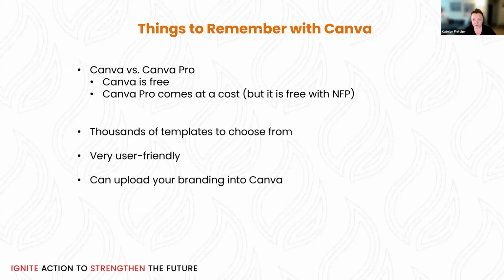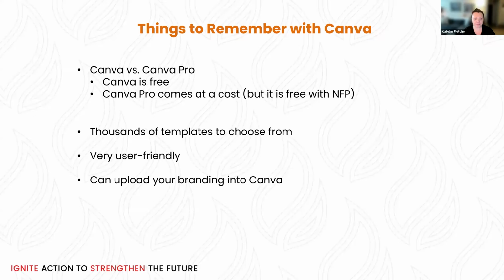But I also really quickly just want to point out that there are two different types of Canva. There is Canva, which is free for everyone to have, and then, of course, there's Canva Pro, which is what Governwise Alliance has. So Canva is free. However, Canva Pro does come at a price. But if you do have a not-for-profit or a charity number, you can actually get Canva Pro for free. So we don't pay for our Canva Pro.